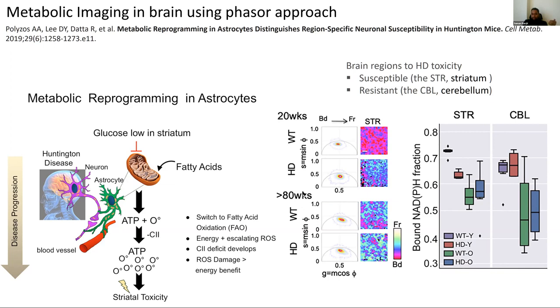So as the mouse is getting older and their Huntington's is progressing, you see a shift in the metabolic behavior between the striatum, and the shift in the striatum is much higher compared to the shift in the cerebellum. And you can actually calculate that and see what's happening between aged and young mice with Huntington's disease. So this is a collaboration that Indico had with the University of Berkeley.